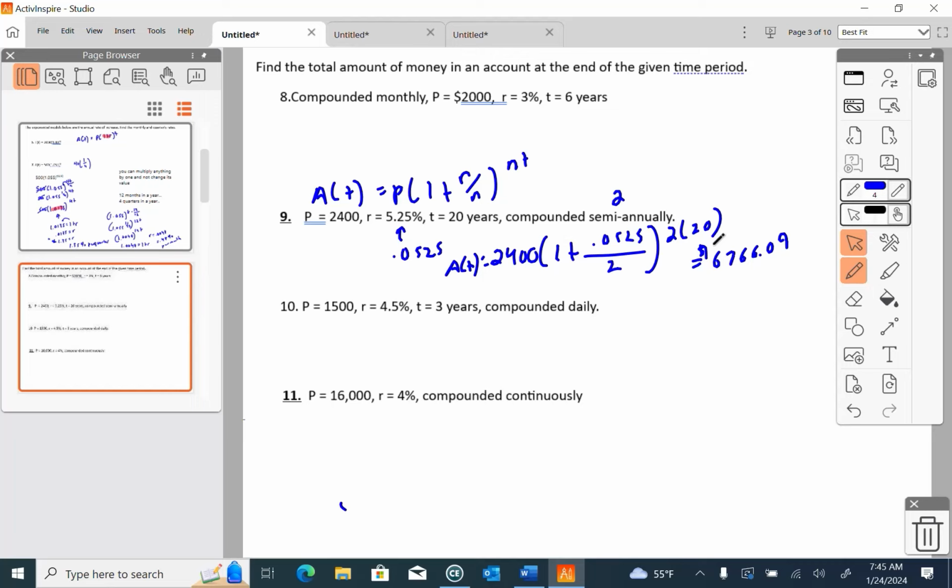11 is compounding continuously, so your formula here is going to be PERT, P times e raised to the rt.